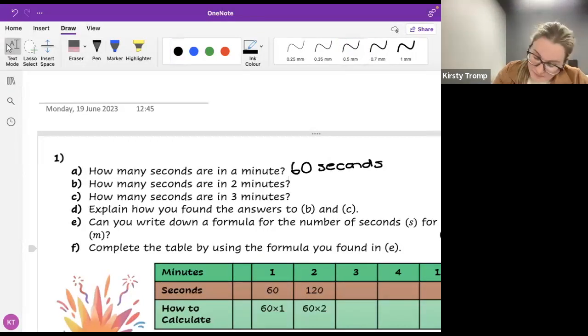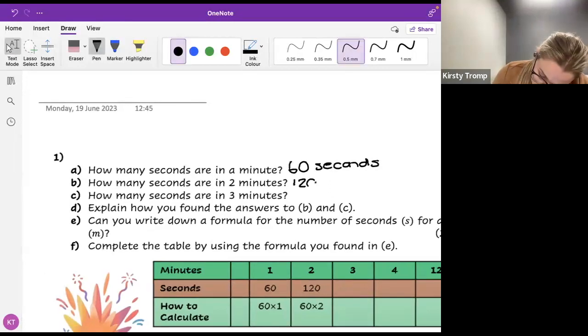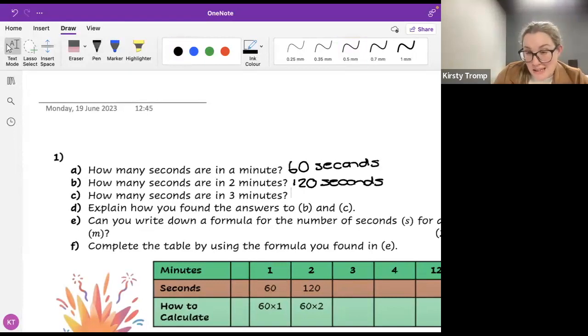My next question says, how many seconds will there be in 2 minutes? Umar, how many seconds will there be in 2 minutes? Ma'am, what you do is 60 times 2, which gives you 120 seconds. Or you can say 60 plus 60 and you get 120. Fantastic. So either 60 times 2, which gives me 120, or 60 plus 60, which is 120. How many seconds are in 3 minutes?